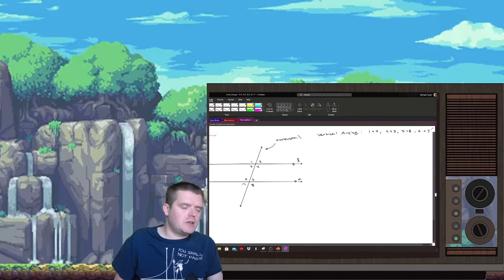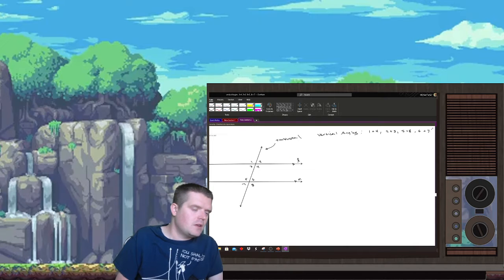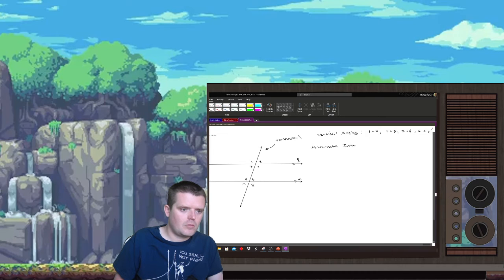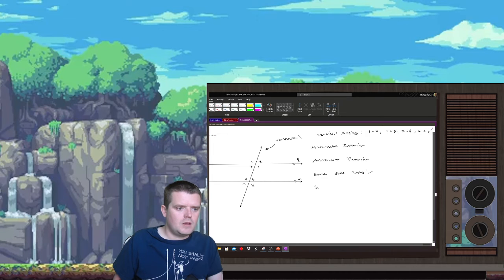The new information here is looking at specific angle pairs. What we're going to define here in 7.4 are what are known as alternate interior angles, alternate exterior angles, same side interior angles, same side exterior angles, and we're also going to define what are known as corresponding angles.